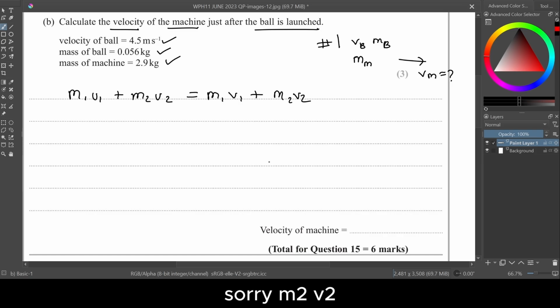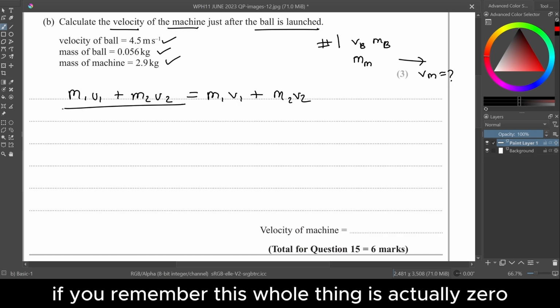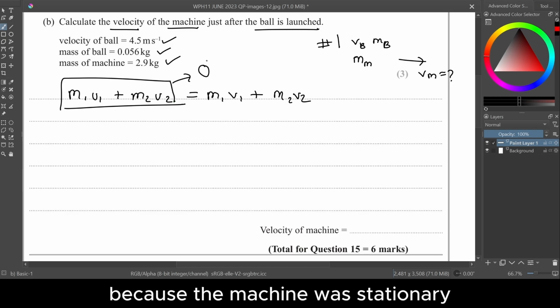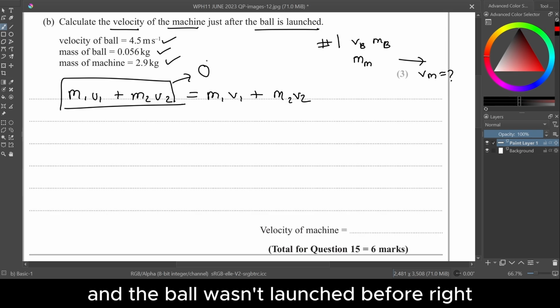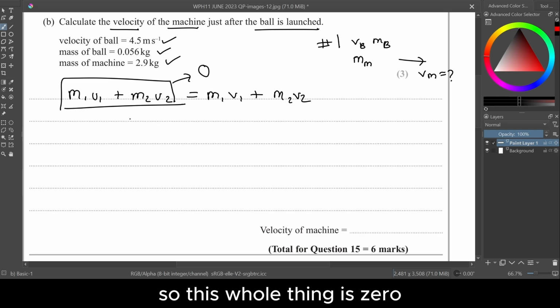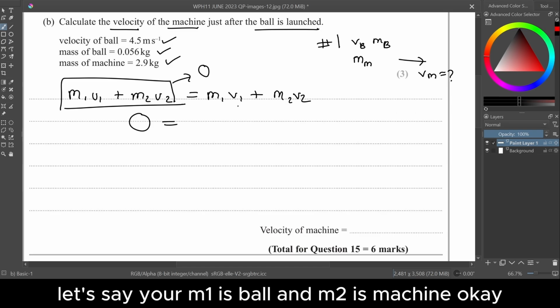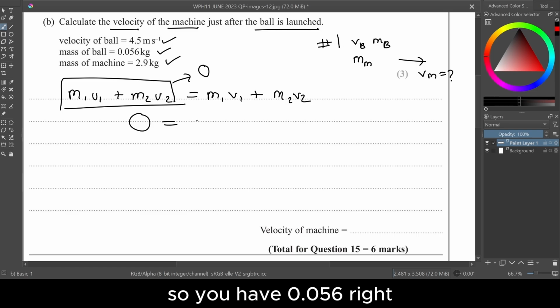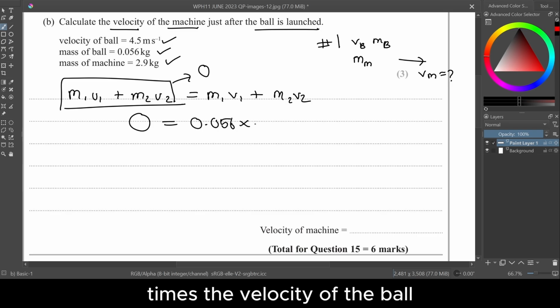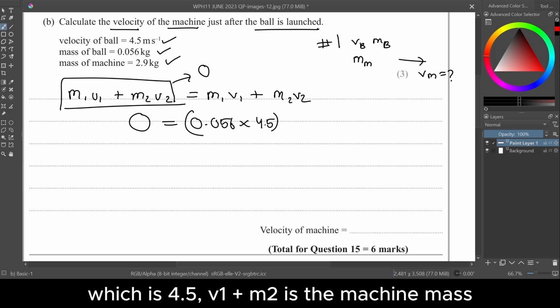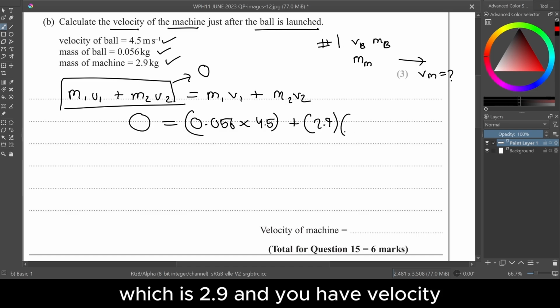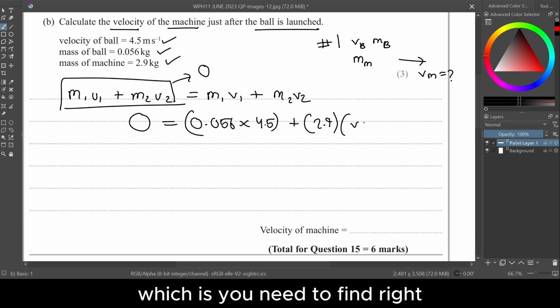m2 v2. And from the previous part, if you remember, this whole thing is actually zero because the machine was stationary and the ball wasn't launched before, right? So this whole thing is zero. So you can say 0 is equal to m1. Let's say your m1 is ball and m2 is machine. Okay, so you have 0.056 times the velocity of the ball, which is 4.5 v1, plus m2, the machine mass, which is 2.9, and you have velocity, which you need to find, right?